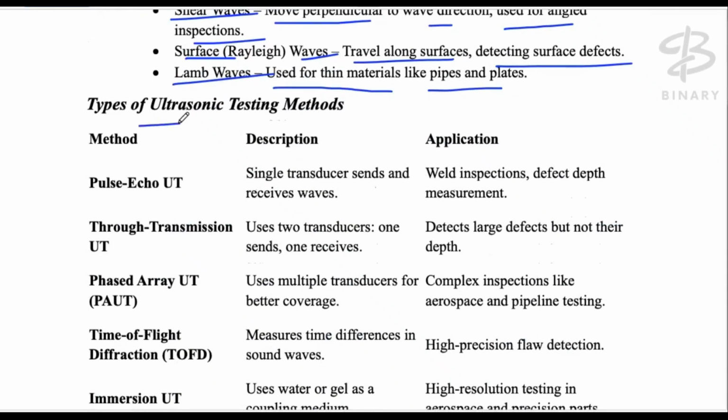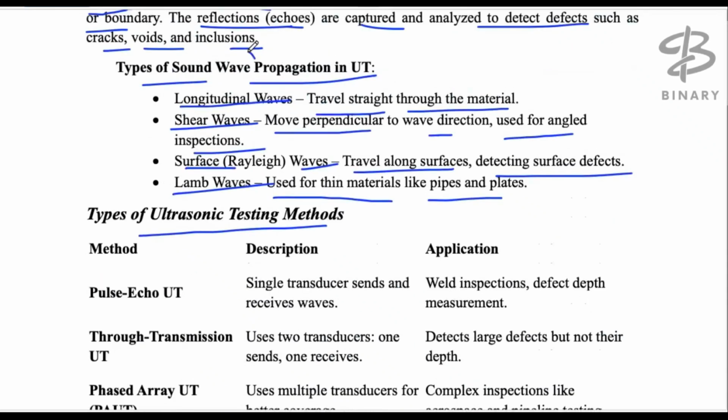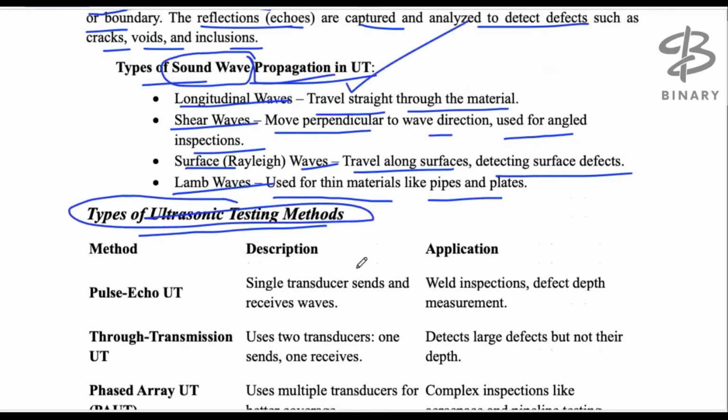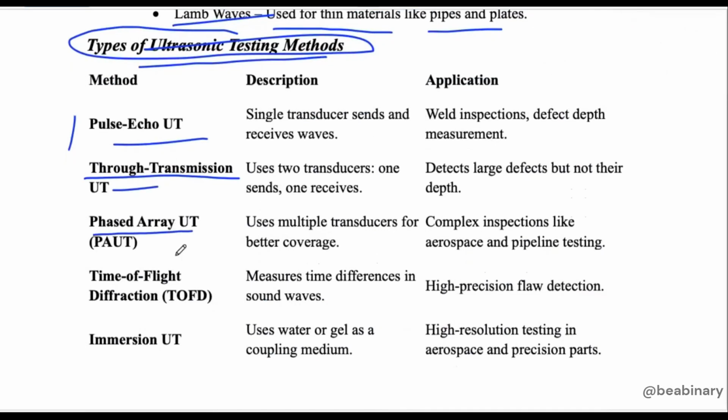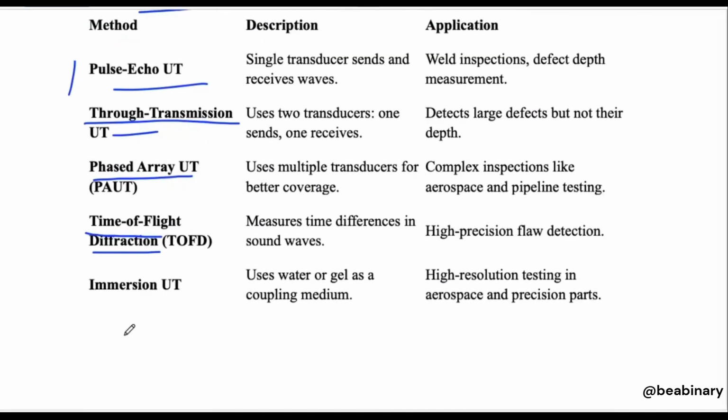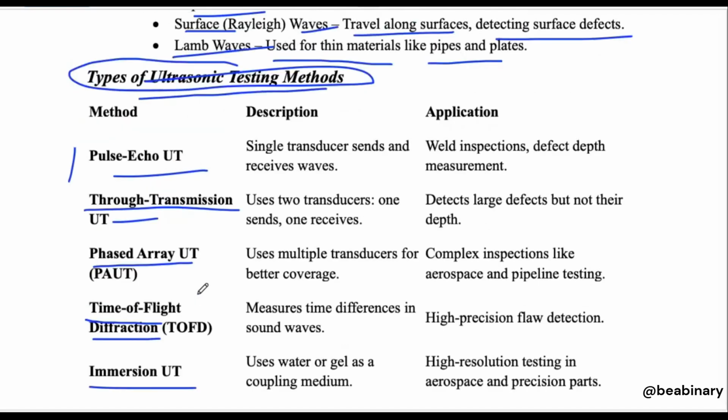Now, types of ultrasonic testing methods. Here it was just the different types of sound wave propagation. In UT, what different types are there? The first one is pulse echo UT. The second is through transmission UT. The third is phased array UT. The fourth is time of flight diffraction, TOFD, and the fifth is immersion UT. These are all the different types of ultrasonic testing methods.